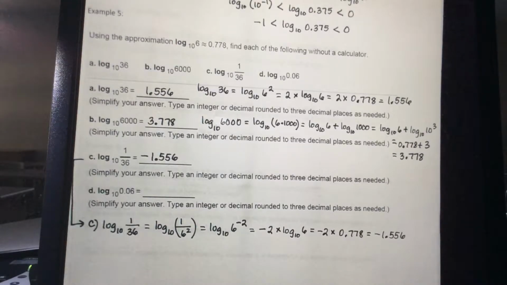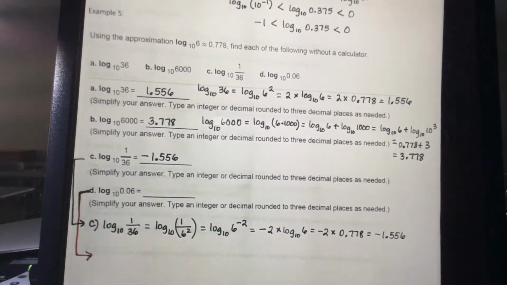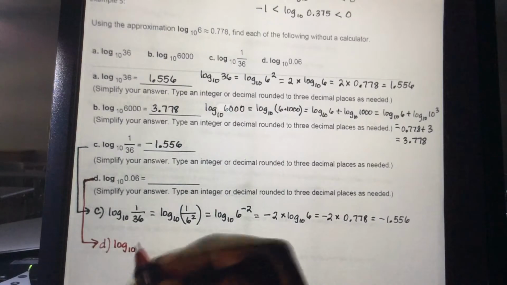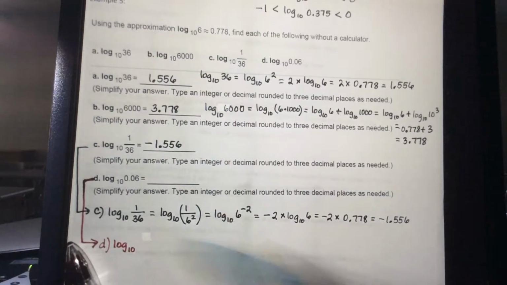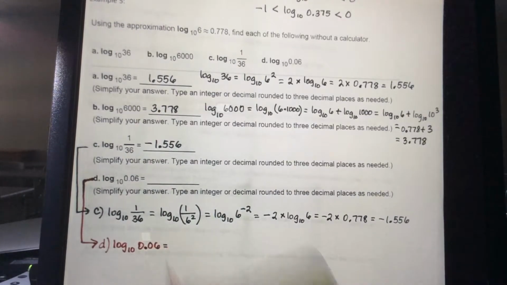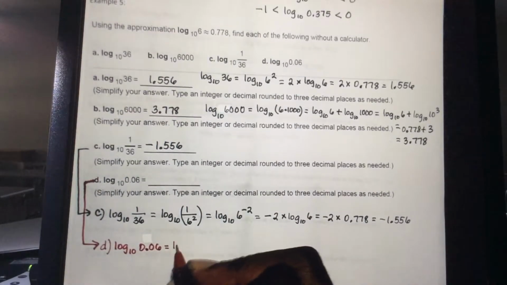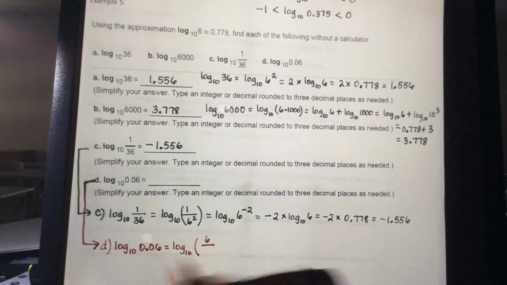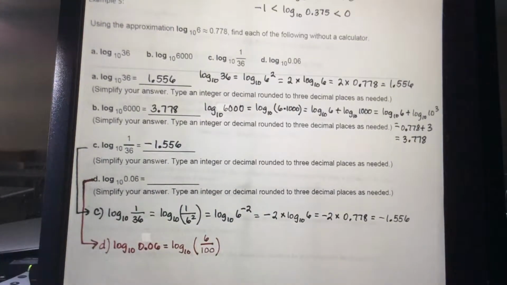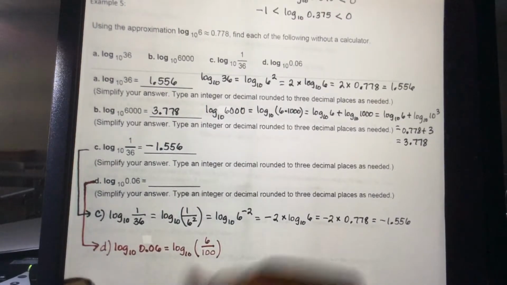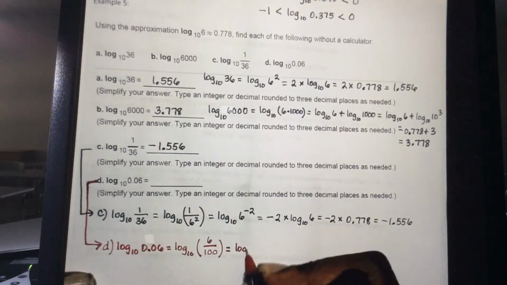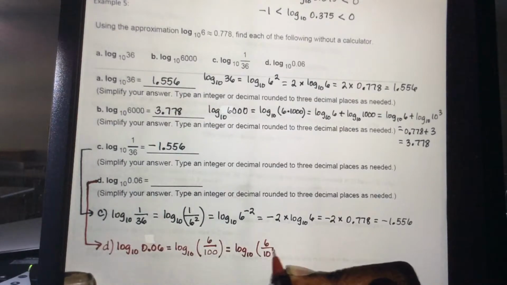And part D, we got log to the base 10 of 0.06. I'll also do this one down here. Log to the base 10 of 0.06. I'm going to write it as a fraction. It's already a decimal, I just want it as a fraction. 0.06 will be 6 over, the two numbers after the decimal point, so it has to be 100. So that will be 6 over 100. But 100 is a power of 10. I can write 100 as 10 to the second. So we have log to the base 10 of 6 over 10 to the second.